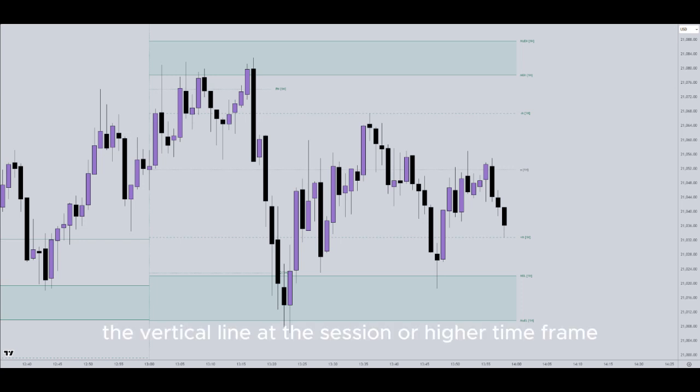Anchor, the vertical line at the session or higher time frame open. A key reference, toggle it off if you don't need it. Open, the horizontal line from the open of your chosen higher time frame. The exact price where it all began. Previous high and low. These are magnets. Price often likes to revisit or reject.